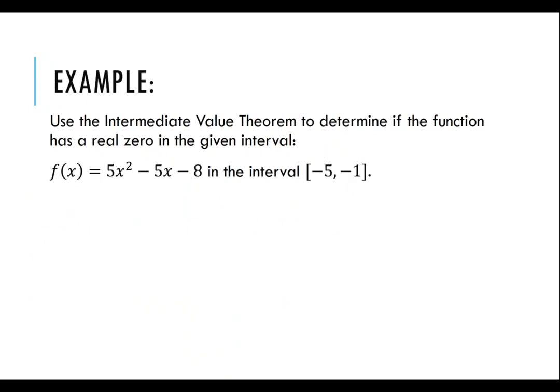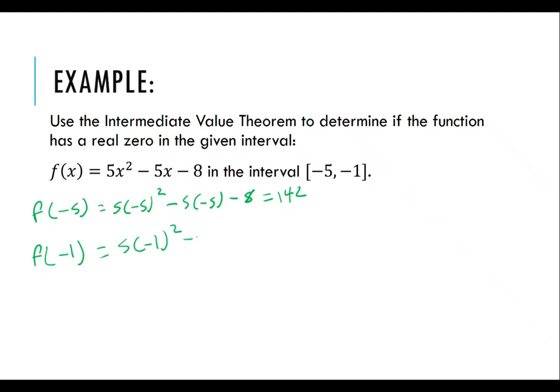So let's try it again. The intermediate value theorem, we want to determine if the function has a real zero in the given interval. So let's just play the game again. Plug in the endpoints. F of negative 5, that's going to be 5 times negative 5 quantity squared minus 5 times negative 5 minus 8. I claim that that gives me 142. Then let's find f of negative 1. That's 5 times negative 1 quantity squared minus 5 times negative 1 minus 8. I claim that should give us positive 2.